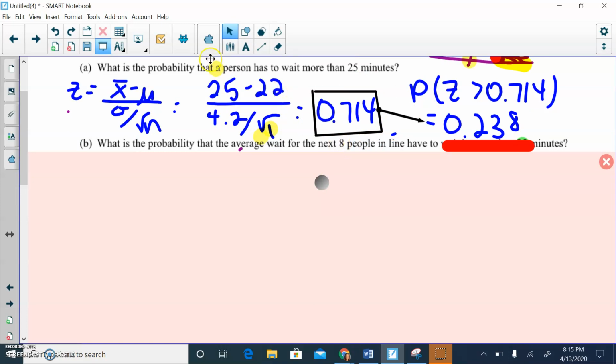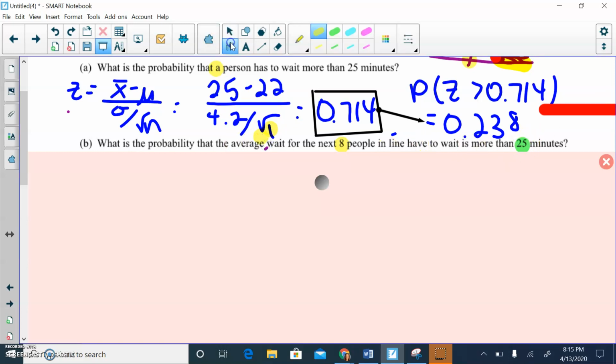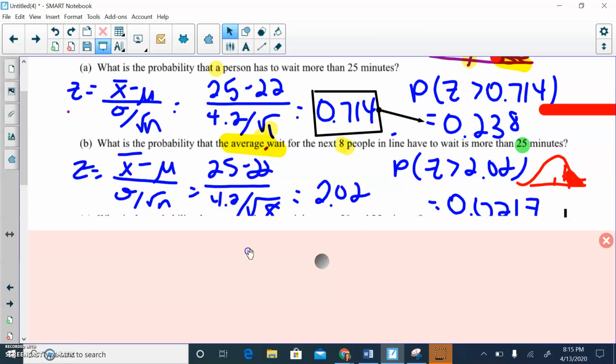The next one, now we're looking at 8 people. In this case we now have that sample size pop in. That's a super tiny sample size, but that's okay because we already know it's normally distributed, as it states in the problem. And we want to know that the average wait time is less than 25 minutes. So once again, a really similar problem, but now we have a sample size. As soon as you see that average, now you're looking at the sampling distribution.